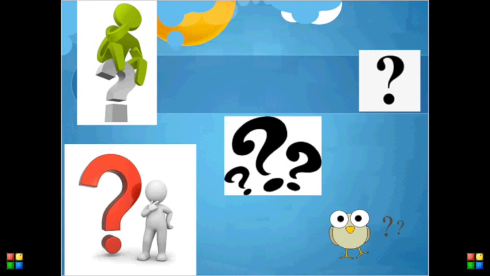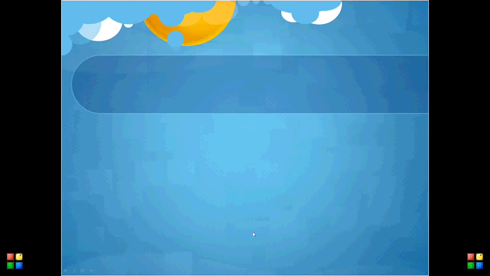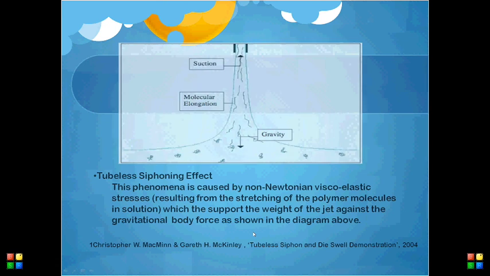So why would these phenomena occur with viscoelastic materials? The tubeless siphoning phenomenon is caused by viscoelastic stresses. These viscoelastic stresses usually result from the stretching of the polymer-like molecules in the solution. The stretching of these molecules allows the viscoelastic stresses to overcome the weight of the siphon jet against the gravitational force and forces it to stay intact.